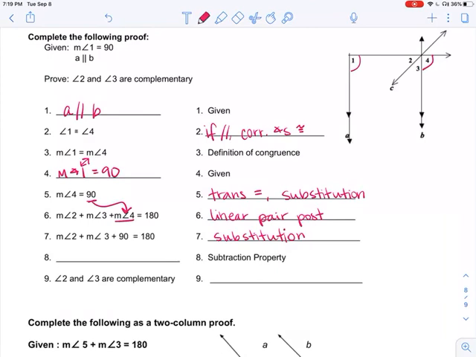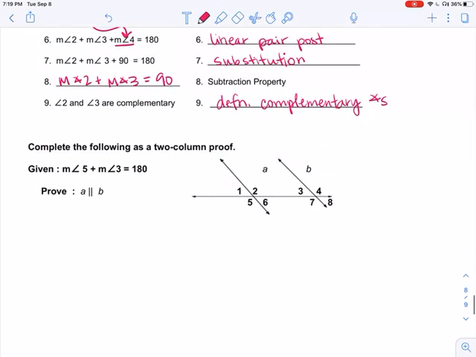Our subtraction property. The only thing we have here to subtract are our numbers. So I'm going to leave the measure of angle 2 plus the measure of angle 3, subtract the 90. And 2 and 3 are complementary. That's going to be our definition of complementary angles.